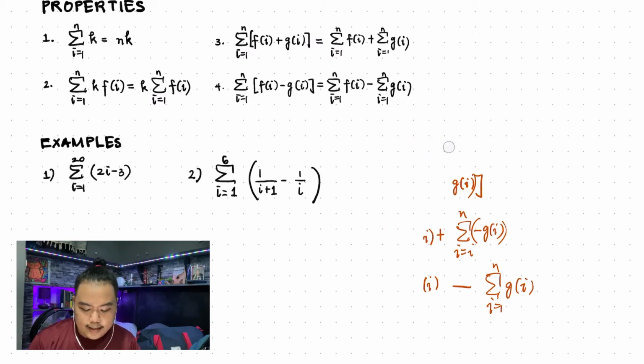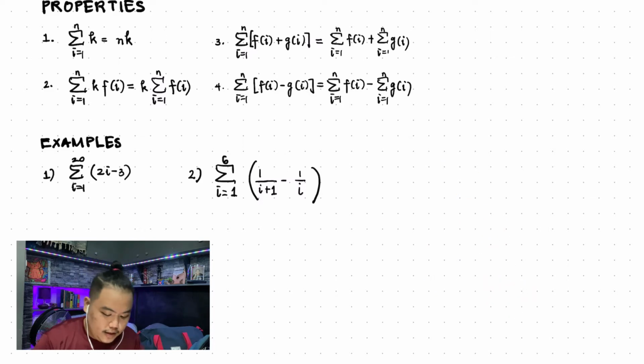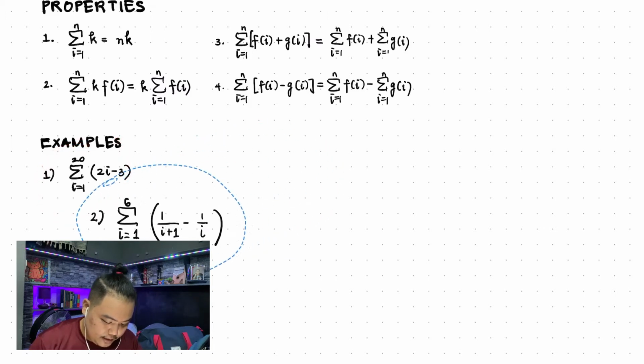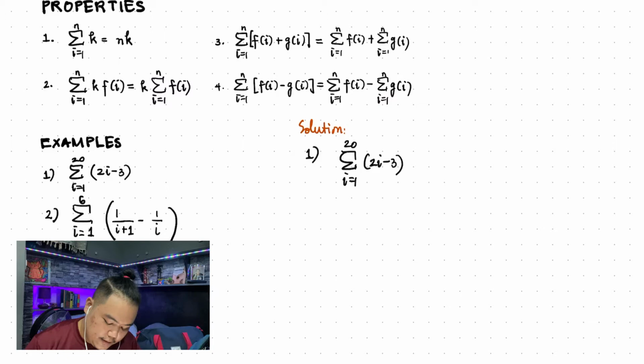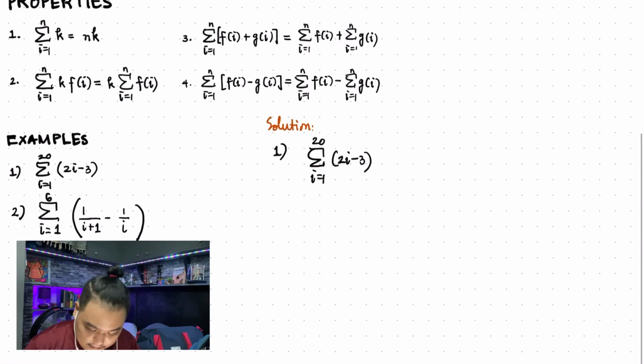So, mag-solve na tayo ng some examples using yung properties. Let's start with number 1. Para lang mas mapadali yung buhay natin sa pagko-compute. So, solution for number 1. So, kokopyahin ko lang siya, ha. 2i minus 3. So, para mas mabilis, you can actually distribute yung summation. Sabi ni property number 3.